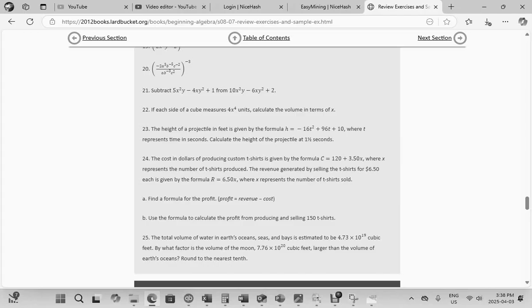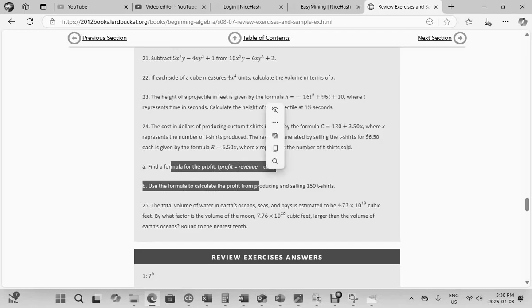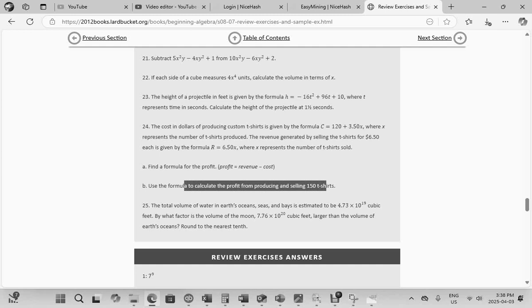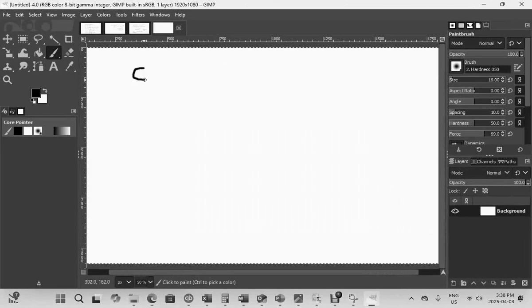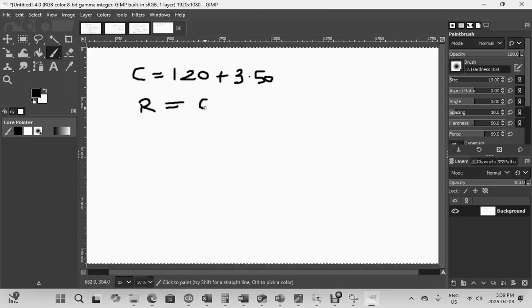All right. So further down, A: find the formula for the profit. And B: use the formula to calculate the profit from producing and selling 150 t-shirts. So we know that C equals 120 plus 3.50x. So we'll write that down. We know cost equals 120 plus 3.50x. And we also know that revenue equals 6.50x.